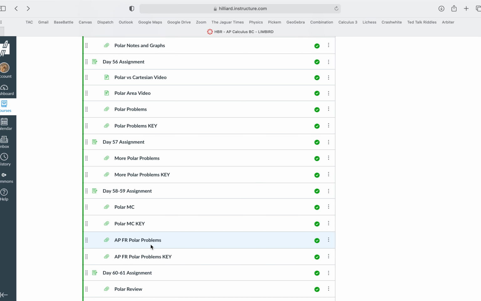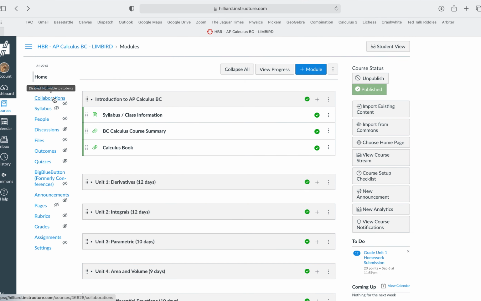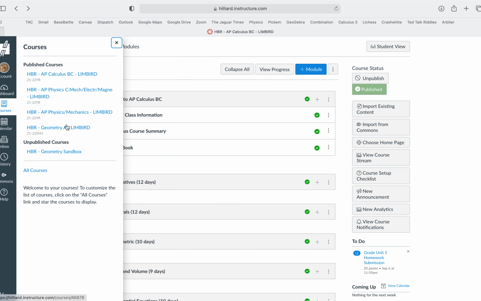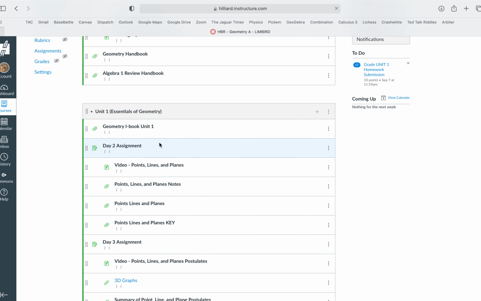You know, for AP, you're going to see some more multiple choice and some free response. That's what the College Board provides. In a geometry class, you'd see something different. But again, it really wouldn't matter what course you're in, whether it's AP Physics or AP Calculus or even geometry. Everything is very similar in terms of there's class information and here's the geometry.